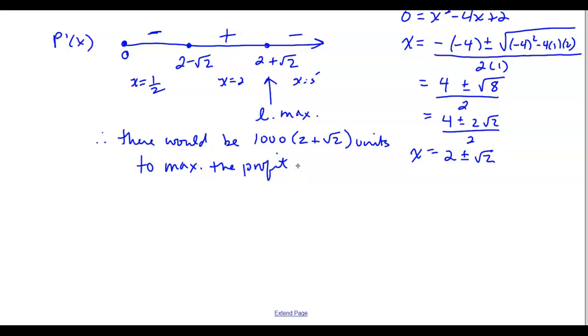2 plus root 2 is 3.41, blah, blah, blah, times 1,000. So if you did have your calculator, that's 3,414 units. Okay. So turn over the page. Do a little bit more work in this one.